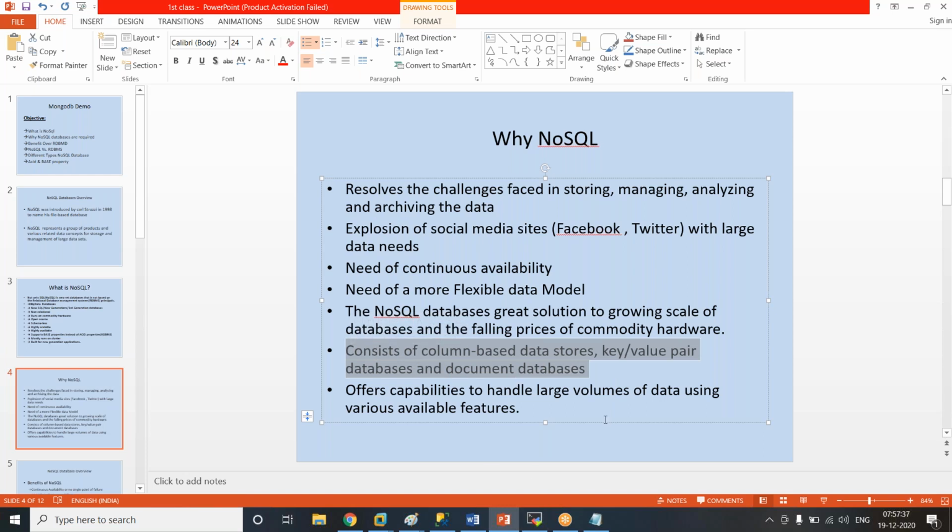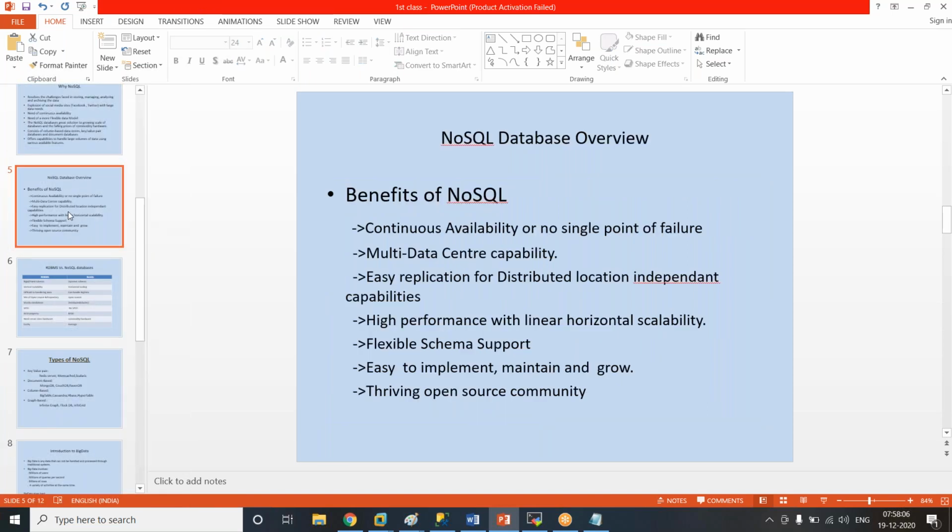This is document-based, key-value pair, and columnar-based. We have different products to deal with different data. NoSQL offers capabilities to handle large volumes of data using various available features, like data compression by default. It runs on commodity hardware and follows a distributed computing model. It is schema-less with a dynamic schema. These are all major benefits if you talk about why we need NoSQL, right? So let's move on.